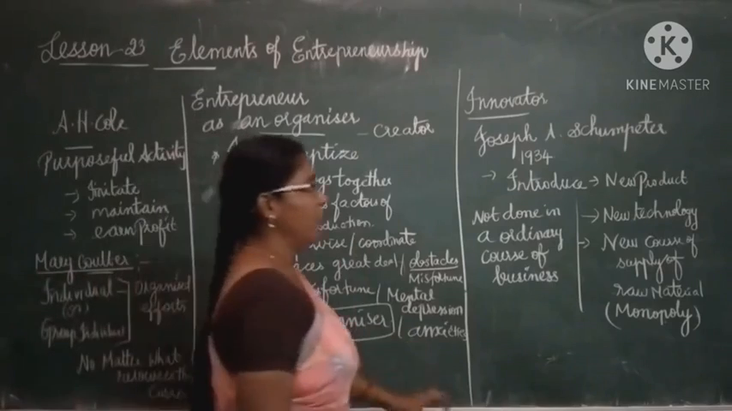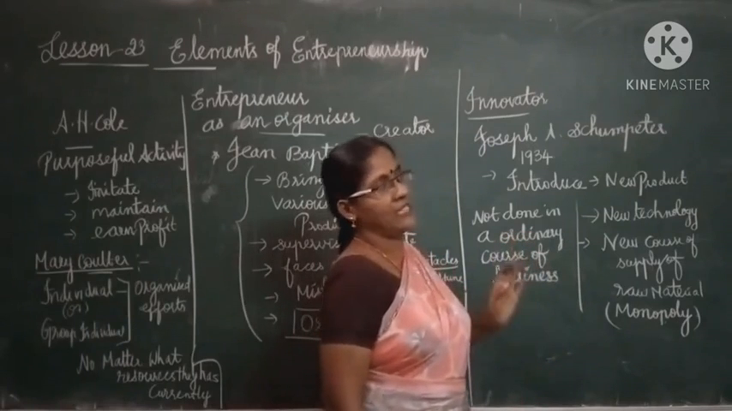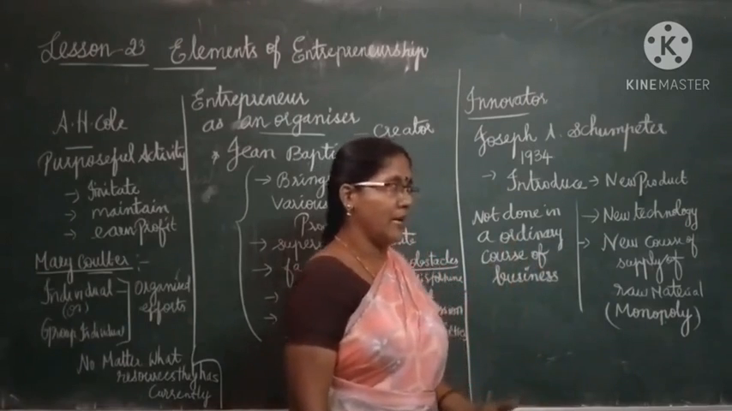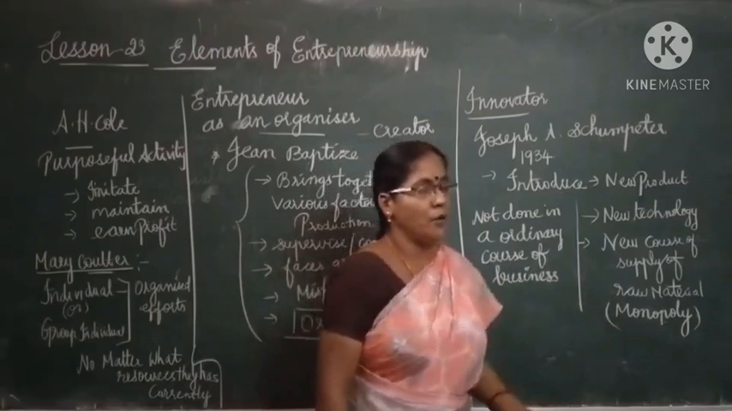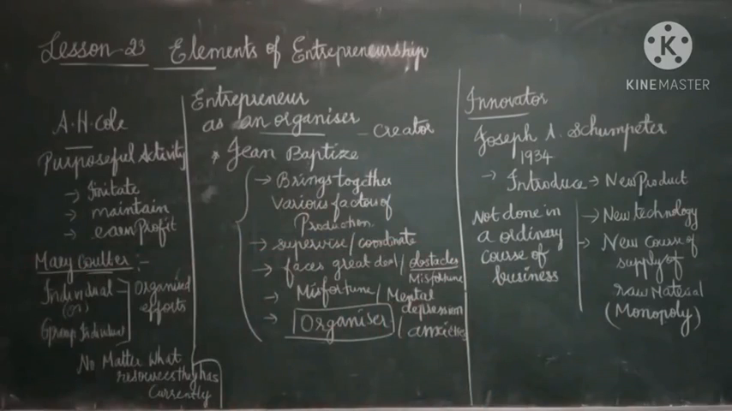How? Because of the new technology, new product and new source of supply of raw material, everything is new, so the consumer will prefer to buy the new product, and he will become a monopoly in the market. Apart from that, in all the concepts, the entrepreneur is intimately connected with four elements: risk bearing, uncertainty bearing, organizing and innovating.